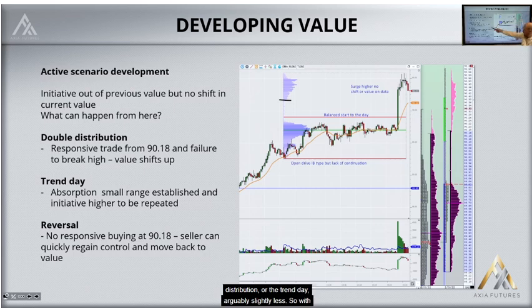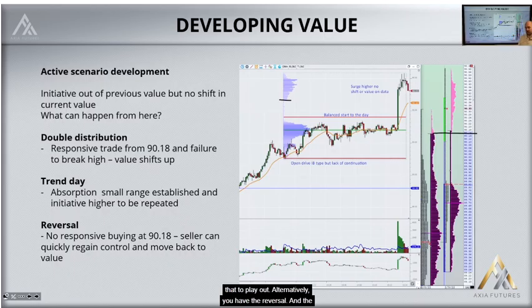Based on the double distribution or the trend day, arguably slightly less so with the trend day, any move back towards 90.18 gives you a decent opportunity to play for either of those. If it fails to drive through the high, you think double distribution. If it drives through the high, more single prints and accumulates higher, you're thinking trend. So you've got a plan already as to what you can look for to play either of those and how you can expect that to play out.